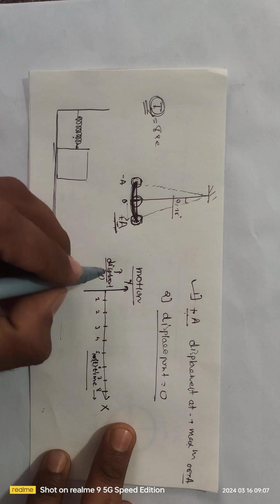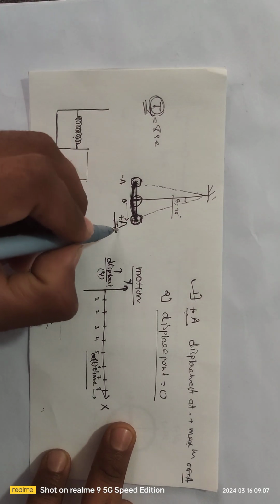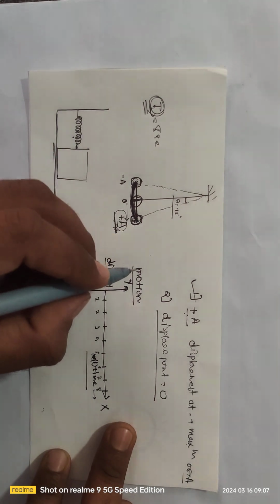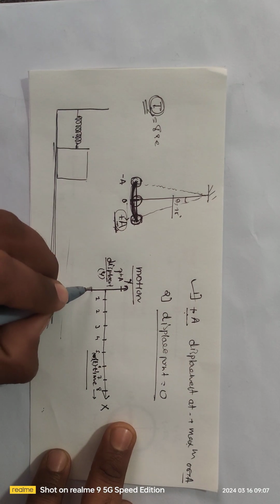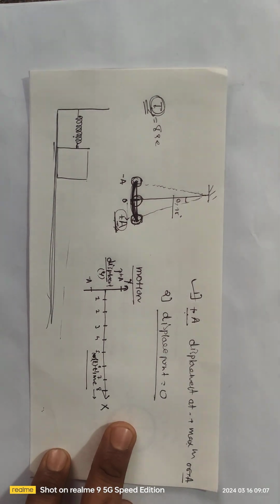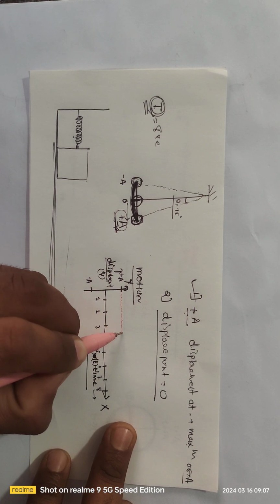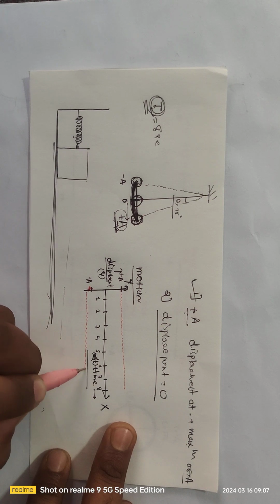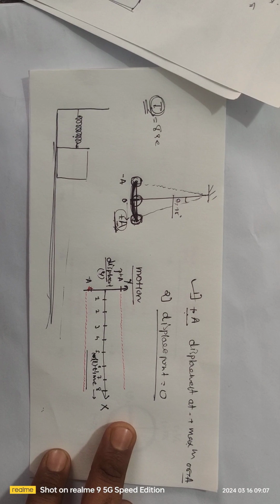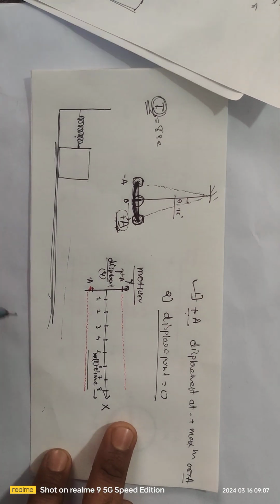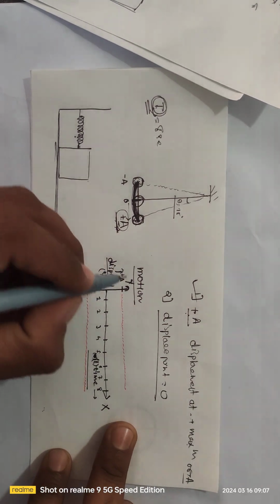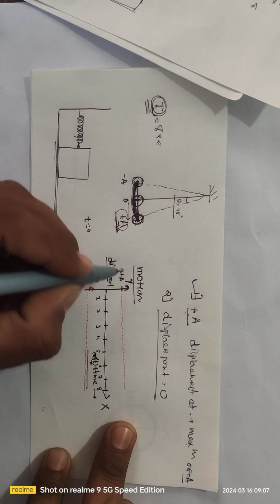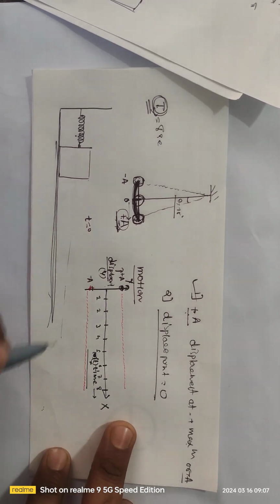I represent the displacement in y direction. So when the particle is at the right hand side position, it is called plus A, and the other side is called minus A. At t is equal to 0, the position of the particle is plus A.